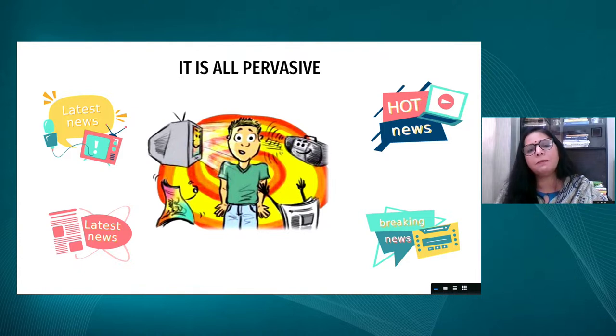Till the time information was available in the form of printed text, I think it was okay to have this definition, which is like media literacy is an ability to read and write. But nowadays, everyone is receiving information from a wide variety of sources. So it becomes very important that we redefine the definition of literacy actually.